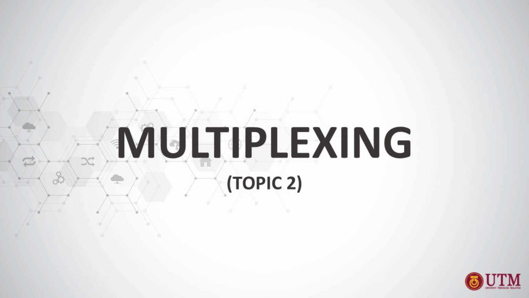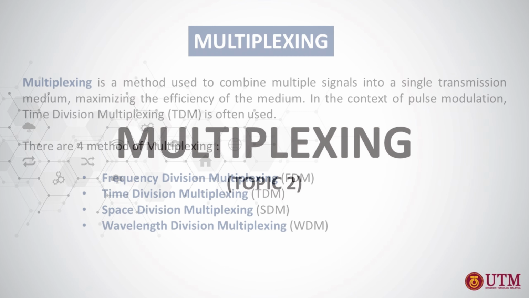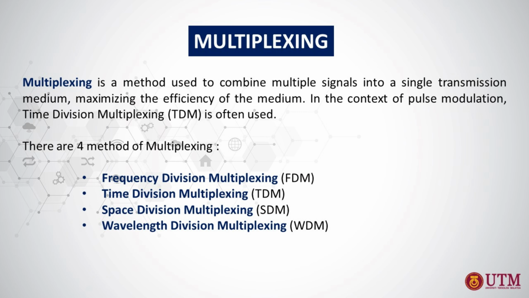Next, the second topic is multiplexing. Multiplexing is a method used to combine multiple signals into a single transmission medium, maximizing the efficiency of the medium. In the context of pulse modulation, time division multiplexing (TDM) is often used. There are four methods of multiplexing.